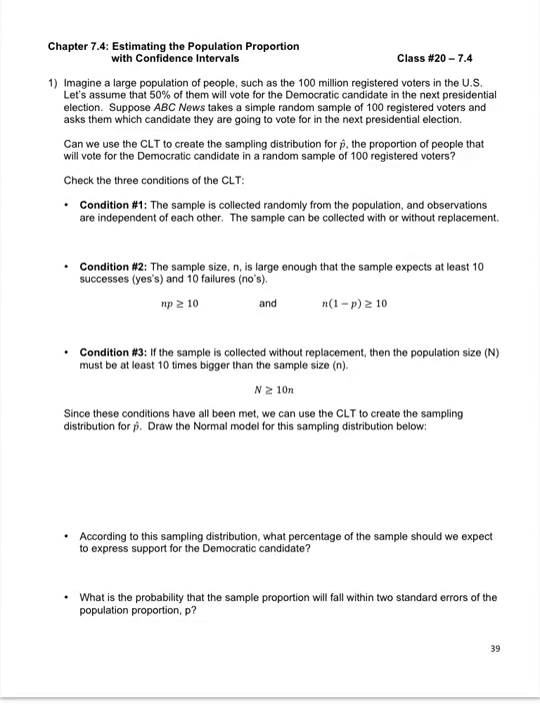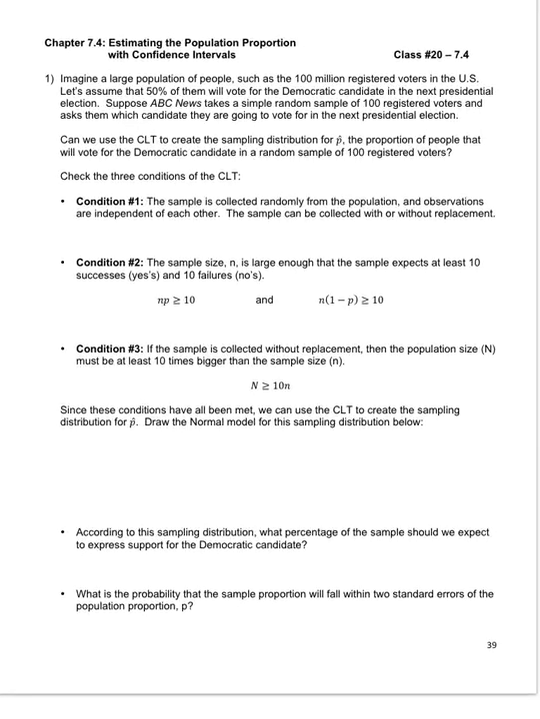So can we use the central limit theorem to create the sampling distribution for p hat, which is the proportion of people that will vote for the Democratic candidate in a random sample of 100 registered voters? So we need to check those three conditions for the central limit theorem. So remember that condition 1 talks about the center, so it's interested in bias.